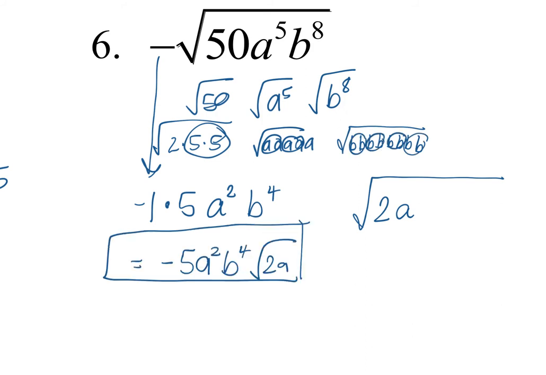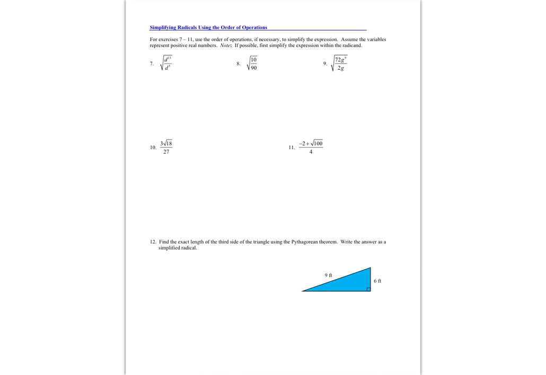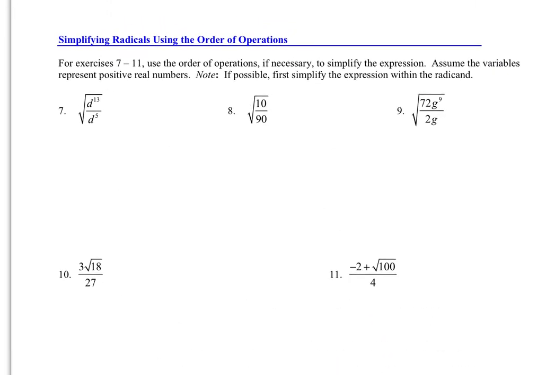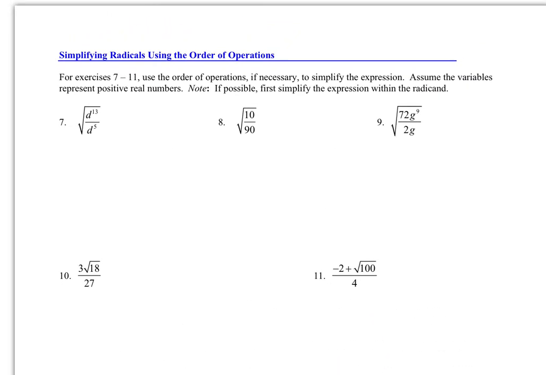So our final answer is negative 5a squared b to the 4th square roots of 2a. So let's look at some more examples. This is using order of operations if necessary to simplify the expression.